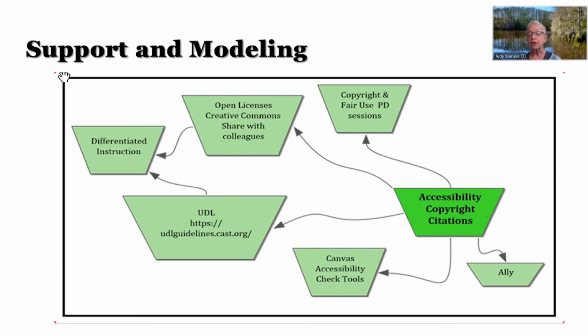I have listed Ally here. Ally is a new tool that our OIT department within the university has incorporated, and it is a very small little icon that looks like the speedometer on a car dashboard, and if it's all the way to the right and it will be green, it will say that that document is completely accessible.